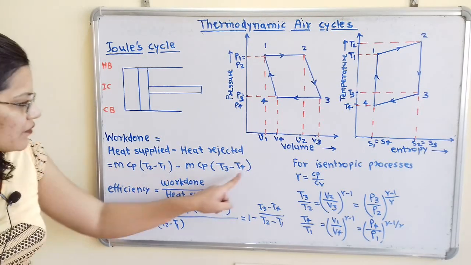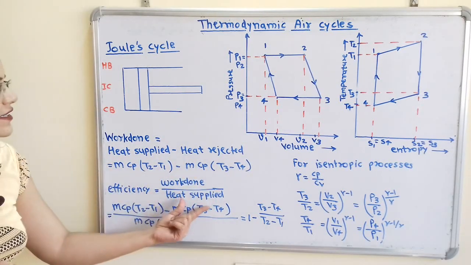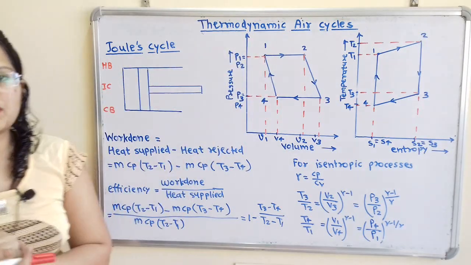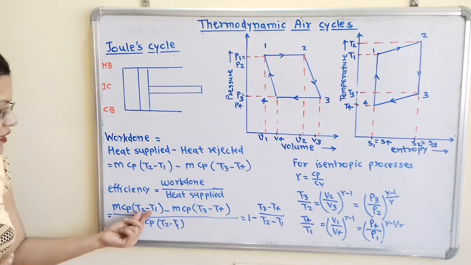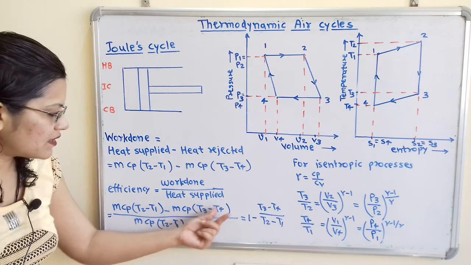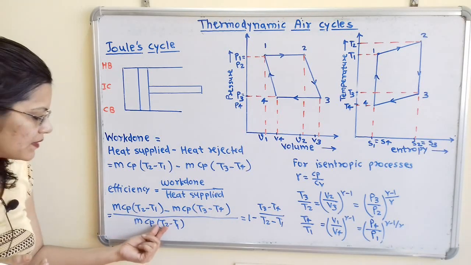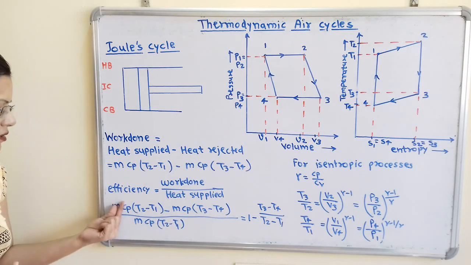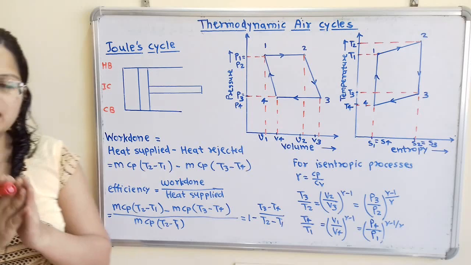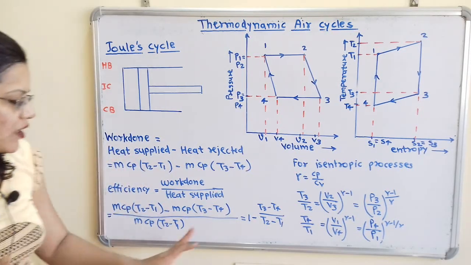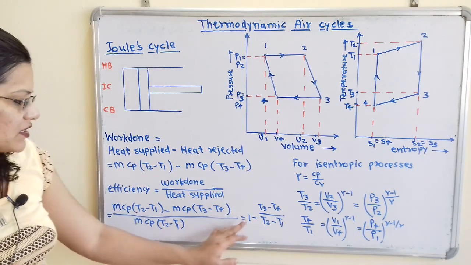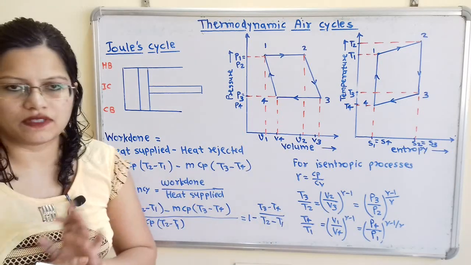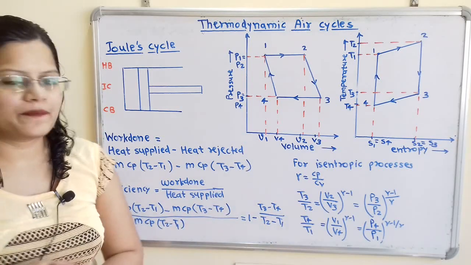For the work done, we write this whole formula, and for heat supplied we take the formula during the process 1 to 2. So it is mCp (T2 minus T1) minus mCp (T3 minus T4), divided by mCp (T2 minus T1). We can take mCp as a common term, and it cancels in numerator and denominator. If we simplify, we get 1 minus (T3 minus T4) divided by (T2 minus T1). So we can use this formula.